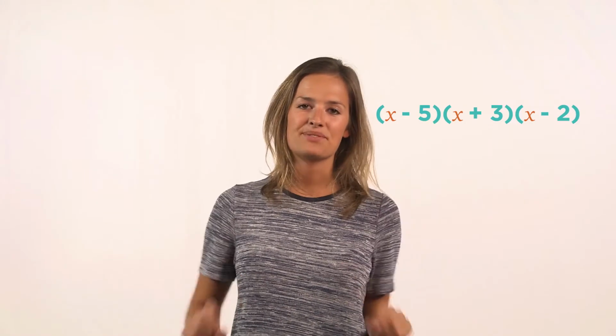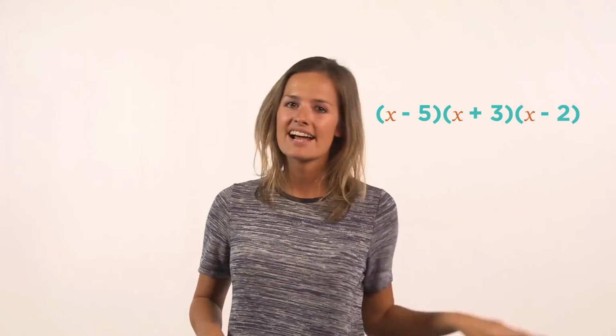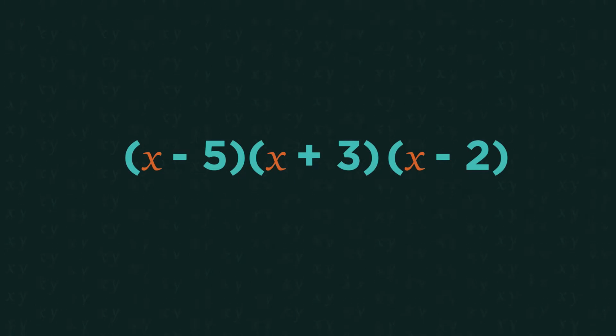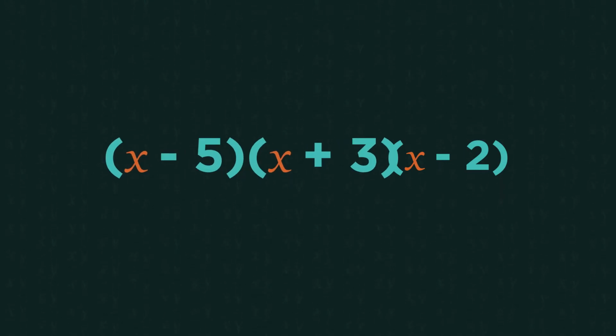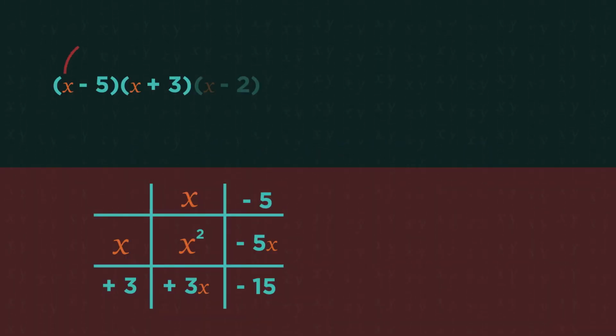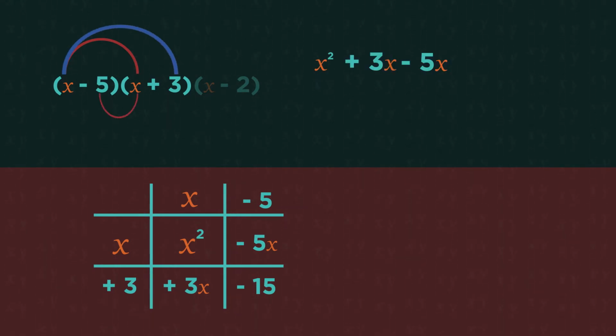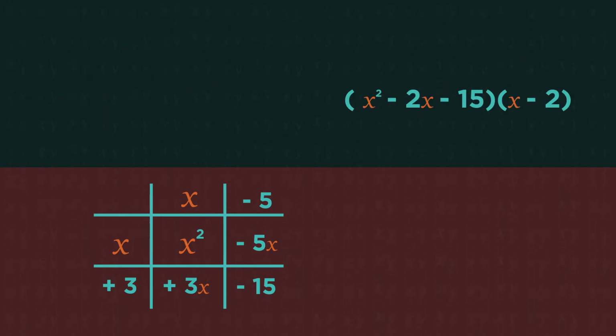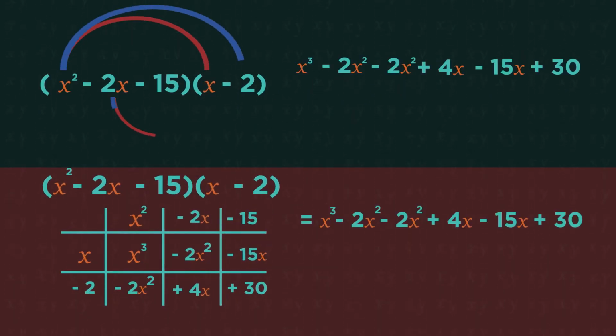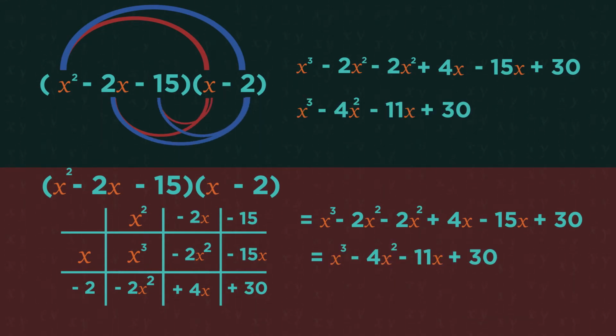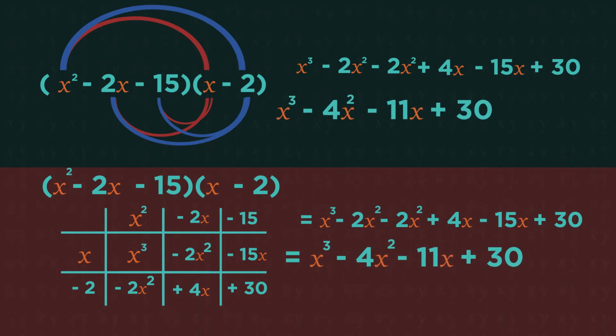So let's end with triple brackets. They follow the exact same process as double brackets. Start by expanding the first 2 brackets like you would normally: x squared plus 3x minus 5x minus 15, and simplify it. Now multiply this by the third bracket. Make sure you simplify to get the final answer.